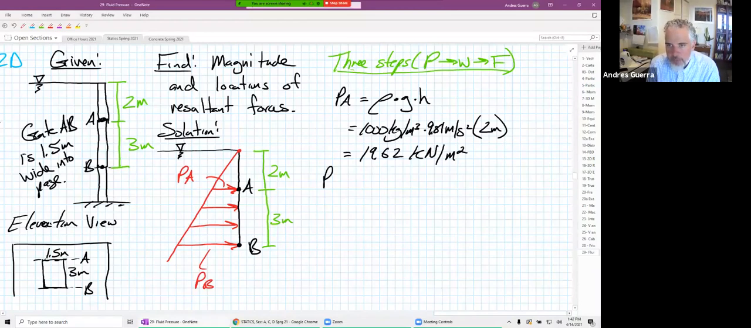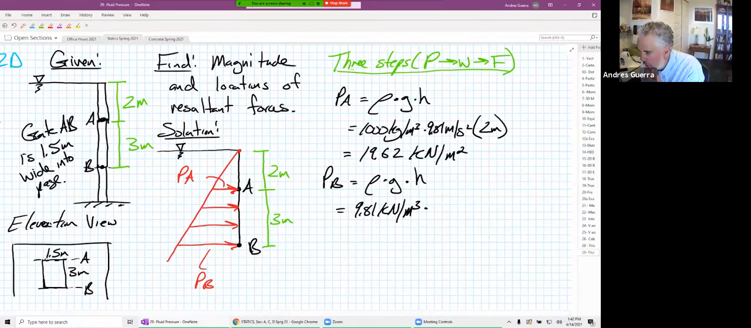We could do the same thing for PB. It's going to be rho times g times H for that one. And so really 9.81 kilonewtons per cubic meter, I combine the rho and the g there, times H. Which H should I use though?